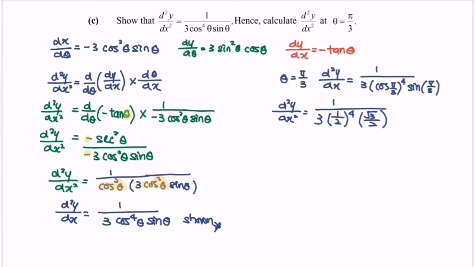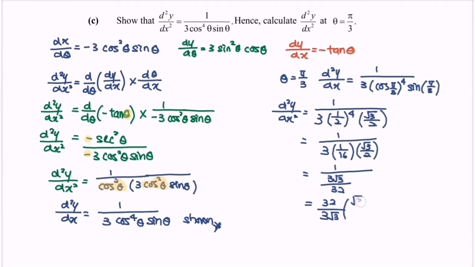So kindly simplify the situation, and we will obtain 1 over 3 multiplied with 1 over 16 multiplied with square root of 3 over 2. If we simplify the situation, we will have 1 over 3 square root of 3 over 32. Simplify the situation, 32 over 3 square root of 3. Multiply with the conjugate in order to rationalize the situation. So we will have 32 square root of 3 over 9. So here we have the value of the second derivative when theta is equal to pi over 3. So here we are, and thanks for watching.